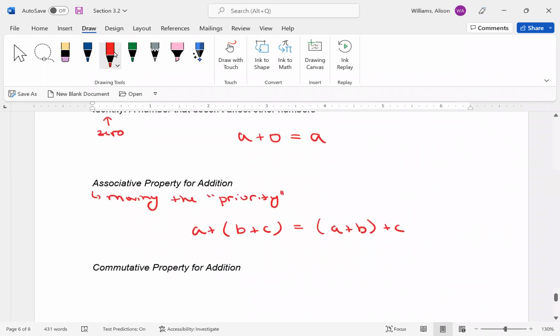And then the commutative property is when you can switch the order. So A plus B is the same thing as B plus A.